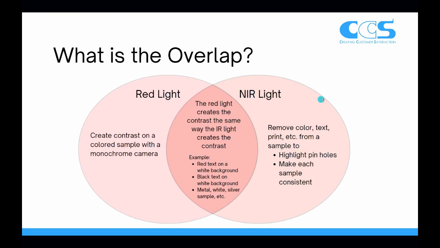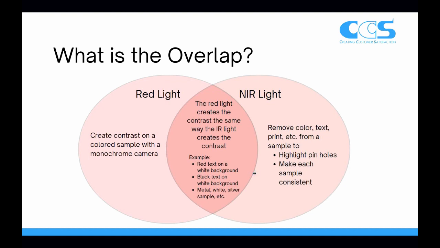Versus the NIR light, we're using it to purposefully remove color or text from a sample to highlight a pinhole, for example, or just make each sample consistent. I've used it in applications where we had 5 different samples come through that were all slightly different color, but we didn't want to change the program much, so we used IR light and made them all kind of a basic gray.